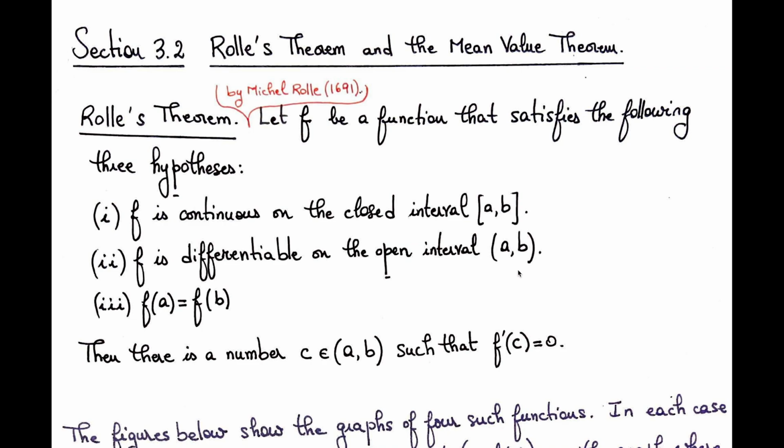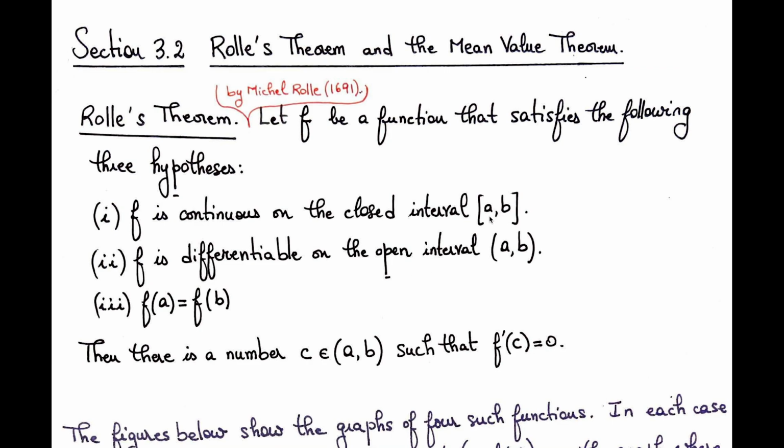Look, if the function f is a constant function, obviously all three hypotheses hold, so such a function is a possible function. If the function is a constant, then certainly f prime at any point c in between a and b is 0. So this number c that exists in the conclusion of Rolle's theorem can be any number in between a and b.